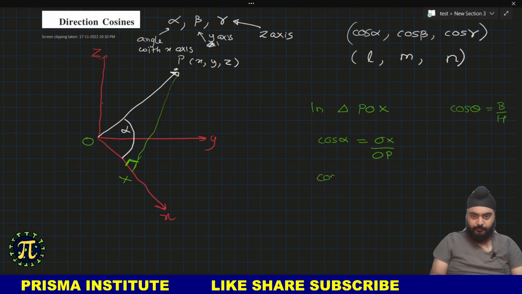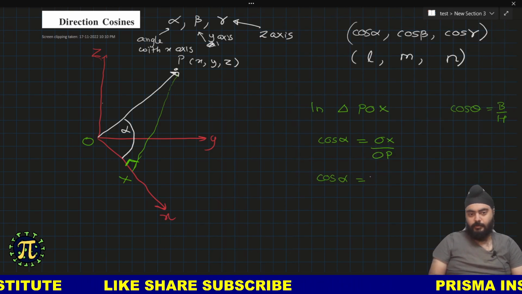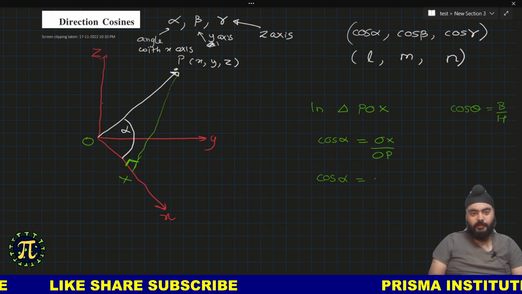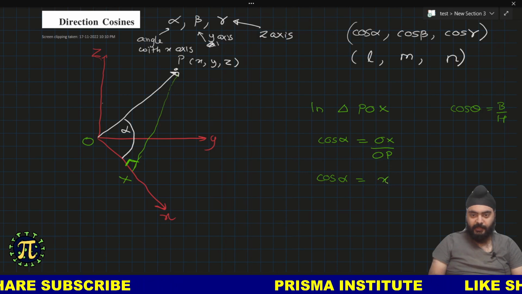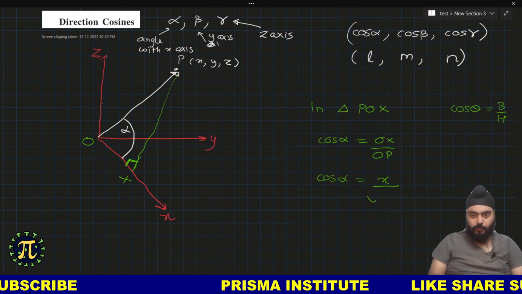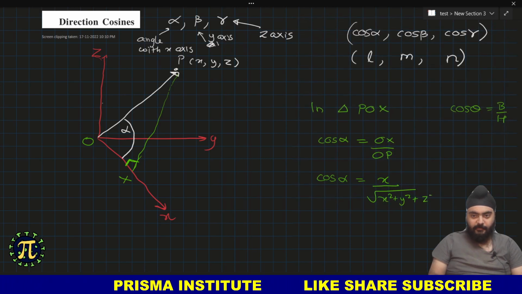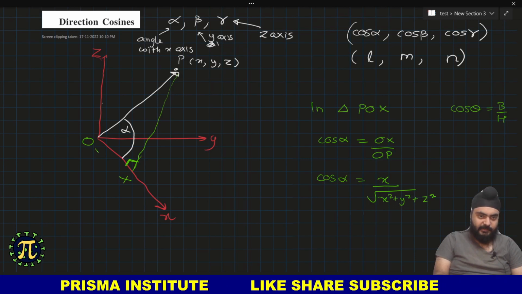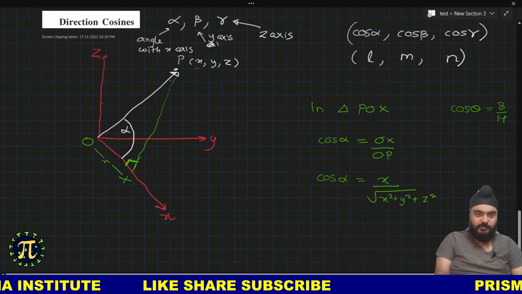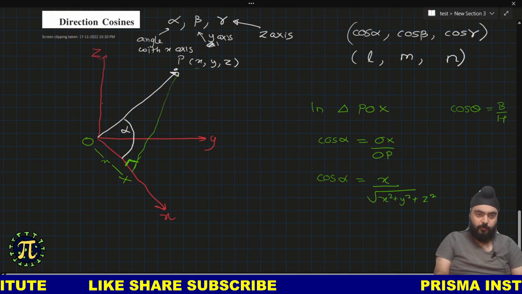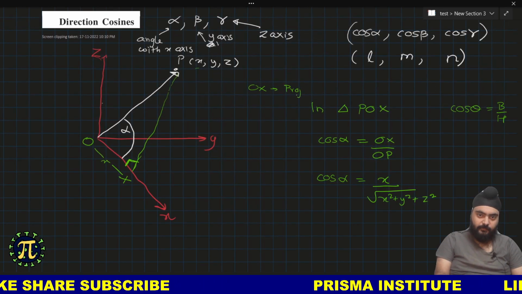So cos alpha is nothing but OX by OP. So what is the length OX? This is basically x, and OP is root of x square plus y square plus z square. Why have I defined this as x? This length is small x, which is basically the x coordinate of the point. So OX is nothing but the projection of OP on the x-axis.